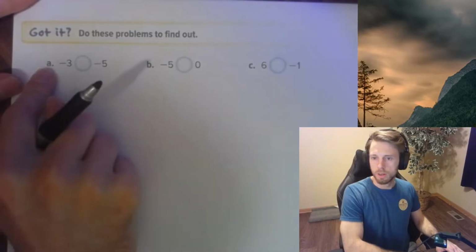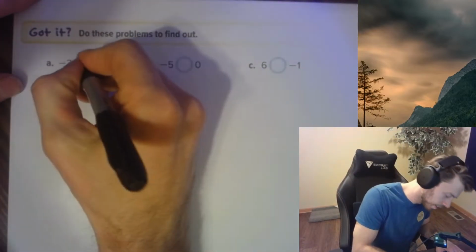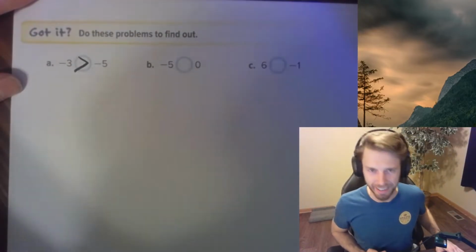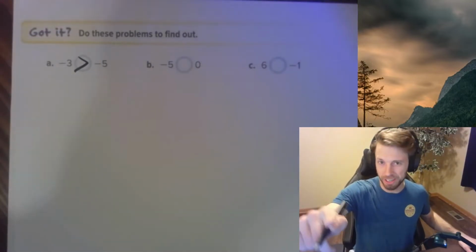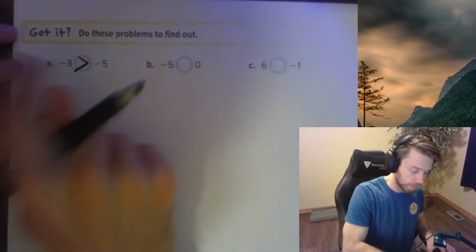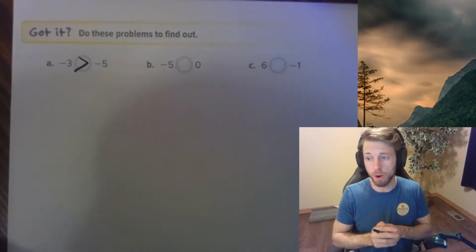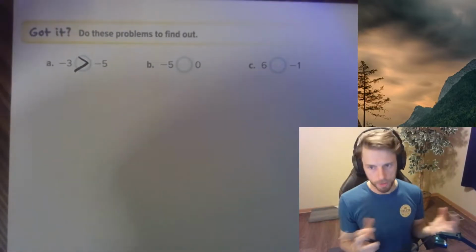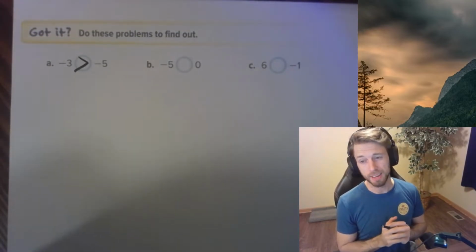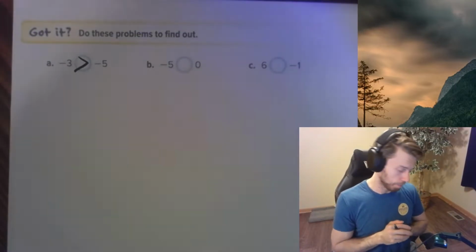Here we go. Negative 3 is greater than negative 5. I hope you didn't get tricked there, and if you did, it's okay because it's the first time you're trying it. Negative 3 is bigger because on a number line, negative 3 is going to be closer to 0, right? Remember, think about money. Negative 3 is not as bad as having negative 5, so it's actually bigger.